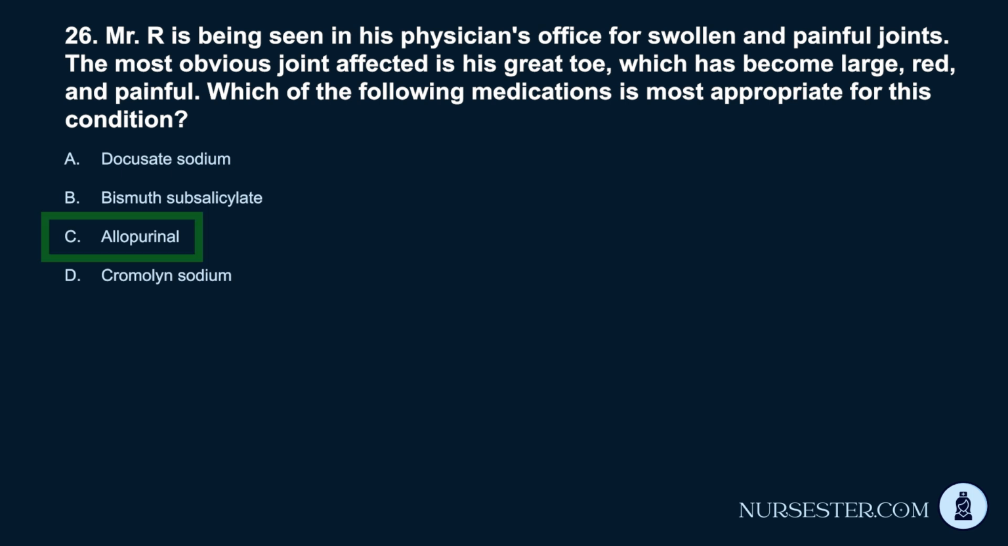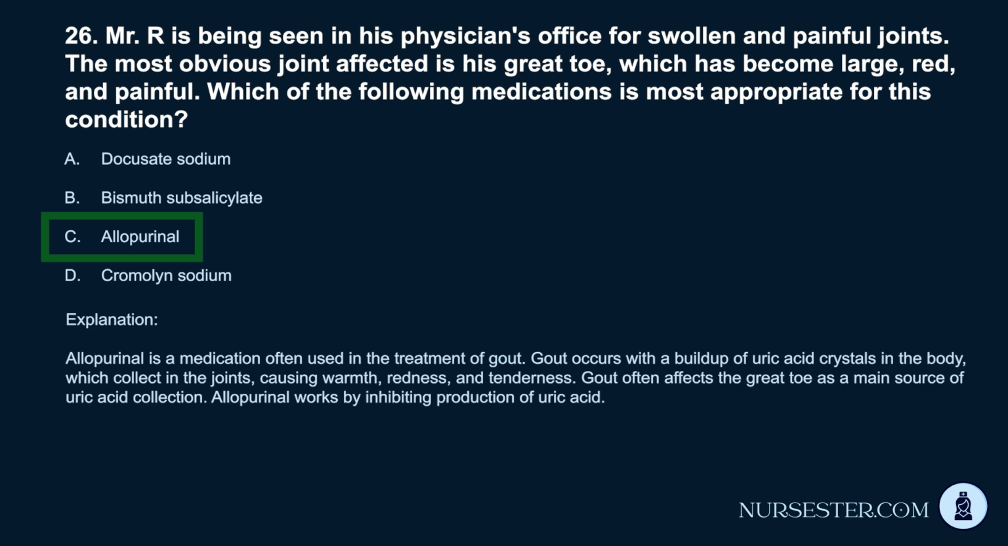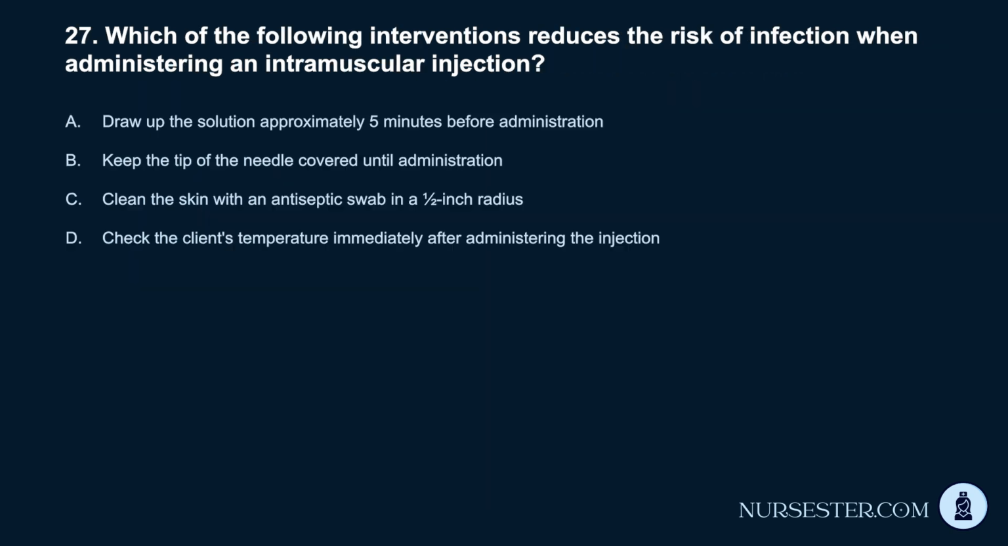Correct answer, C. Allopurinol. Allopurinol is a medication often used in the treatment of gout. Gout occurs with a buildup of uric acid crystals in the body, which collect in the joints, causing warmth, redness, and tenderness. Gout often affects the great toe as a main source of uric acid collection. Allopurinol works by inhibiting production of uric acid.